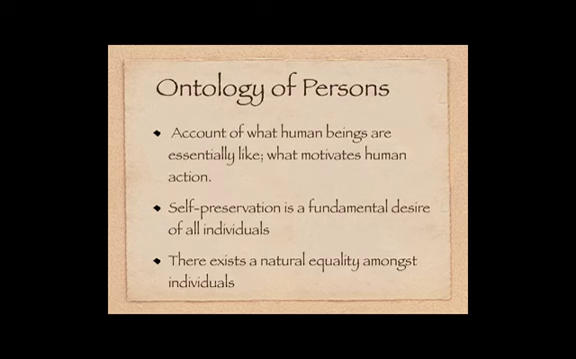So starting with the ontology of persons, as I mentioned, an ontology of persons is an account of what human beings are essentially like, what motivates our actions. Now for Hobbes, what motivates human action is self-interest. We didn't cover in this course, although you can refer to it in your textbook if you're interested, the egoist theory. And egoism is the view that all human beings are motivated by self-interest, or at least I should say all human beings ought to be motivated by self-interest. There's actually two types of egoism.